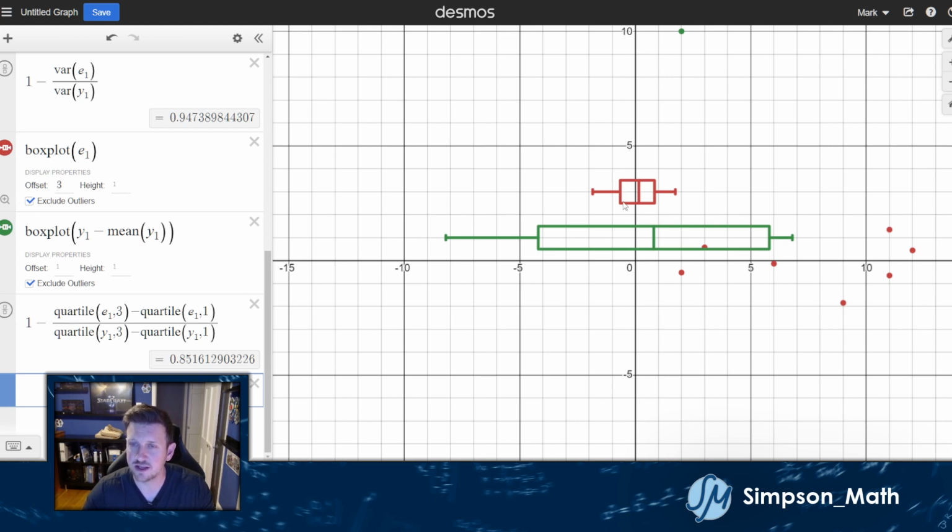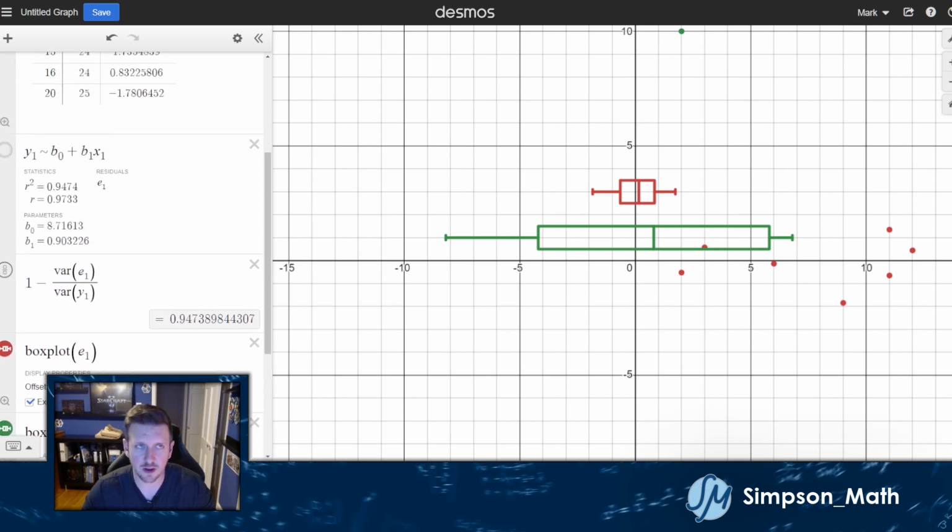So notice this right here, this little bitty size of this box plot is how much was left over when I got rid of the relationship between the x's and the y's. So that's why I can say 95% of the changes in the y's is related to the relationship between x and y. About 5% of the time why the y's change is because of some other reason that we haven't accounted for yet. All right, so I think that's enough rambling for that.